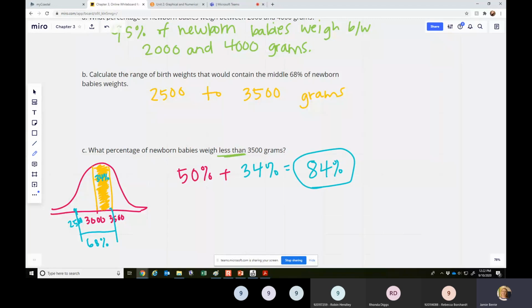And we also used what we learned yesterday about the symmetry of bell curves and how we know that the mean, median, and mode are all that middle value there. So the median is the middle value, so it splits the distribution in half. So we said, we know that 50% is to the left of 3,000. And then we just had to add on this tiny little piece here, which we figured out by saying, if 68% is between 2,500 and 3,500, half of that would be 34%.